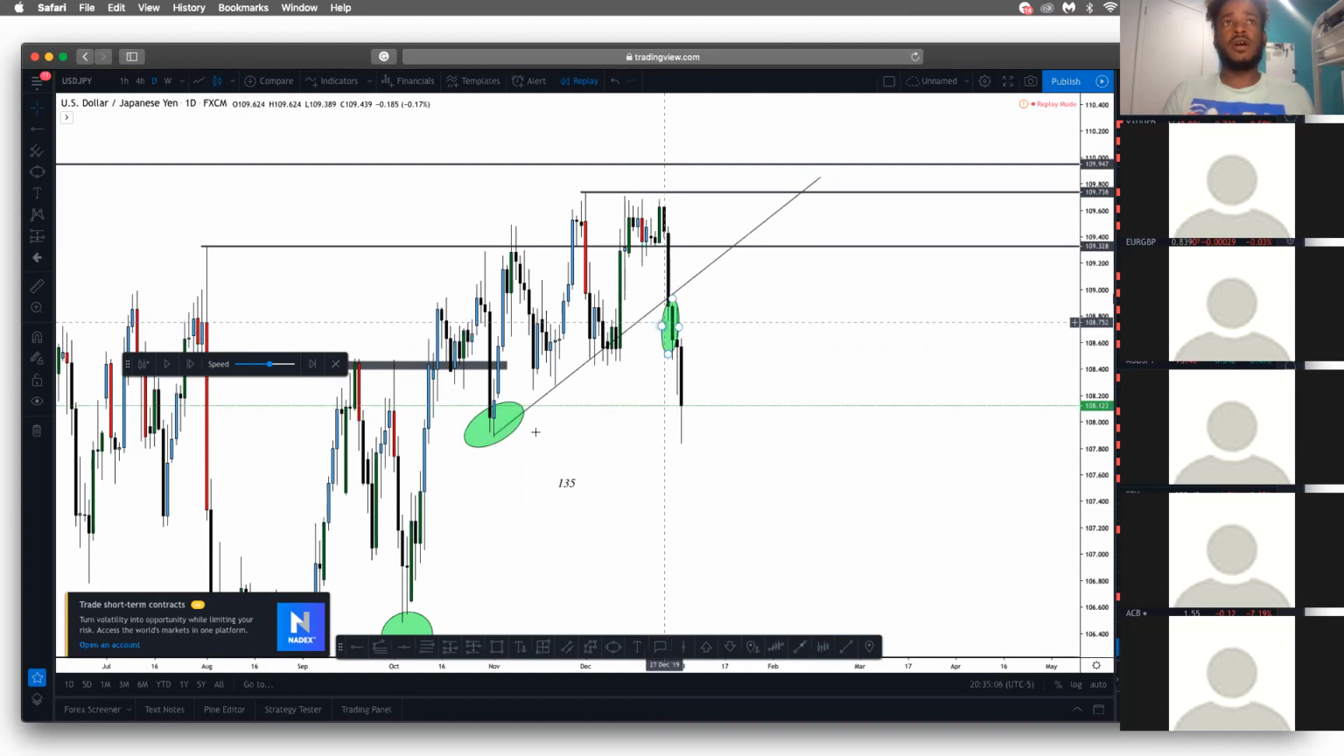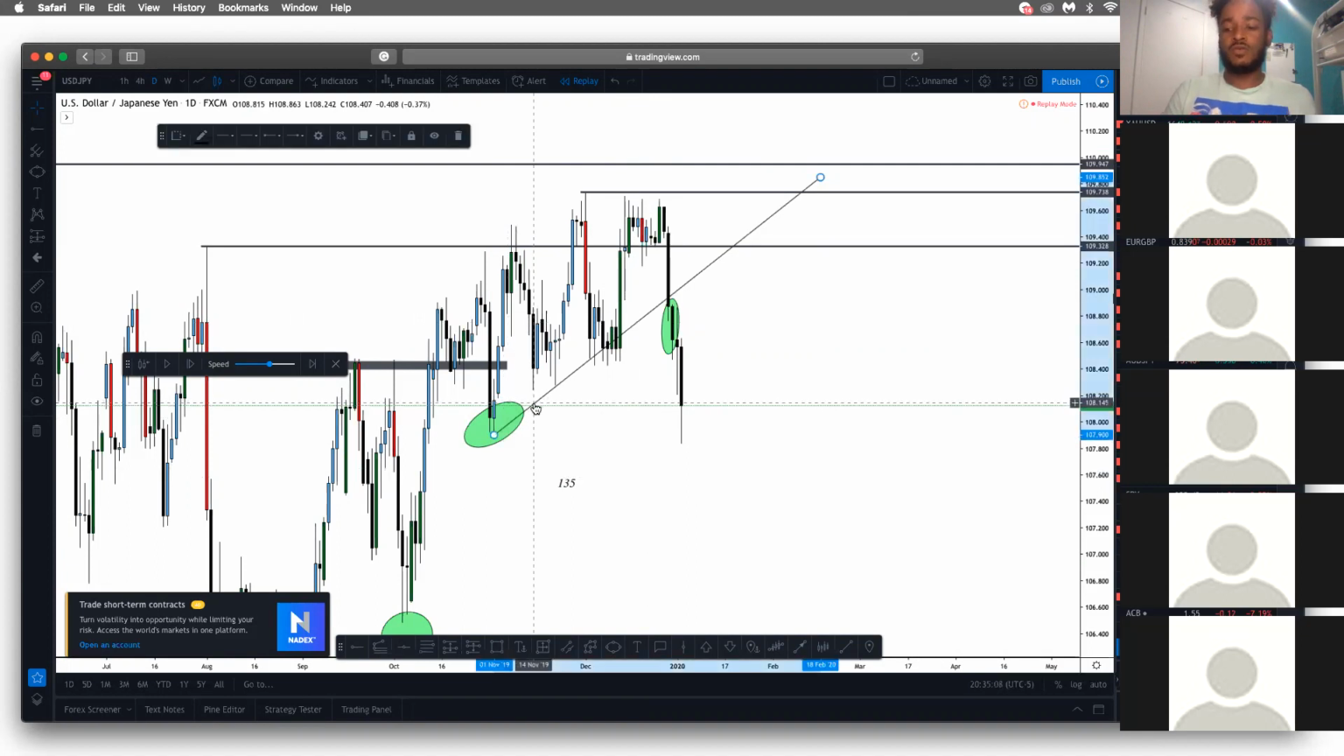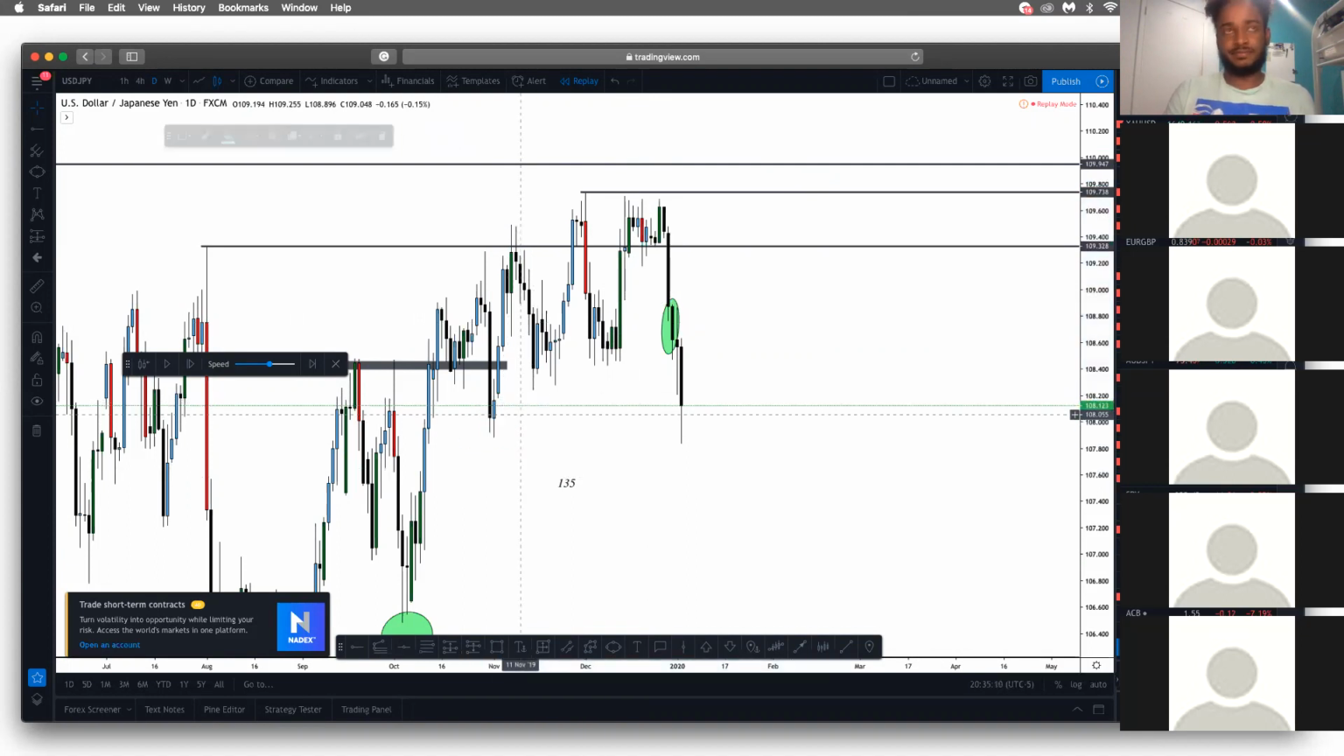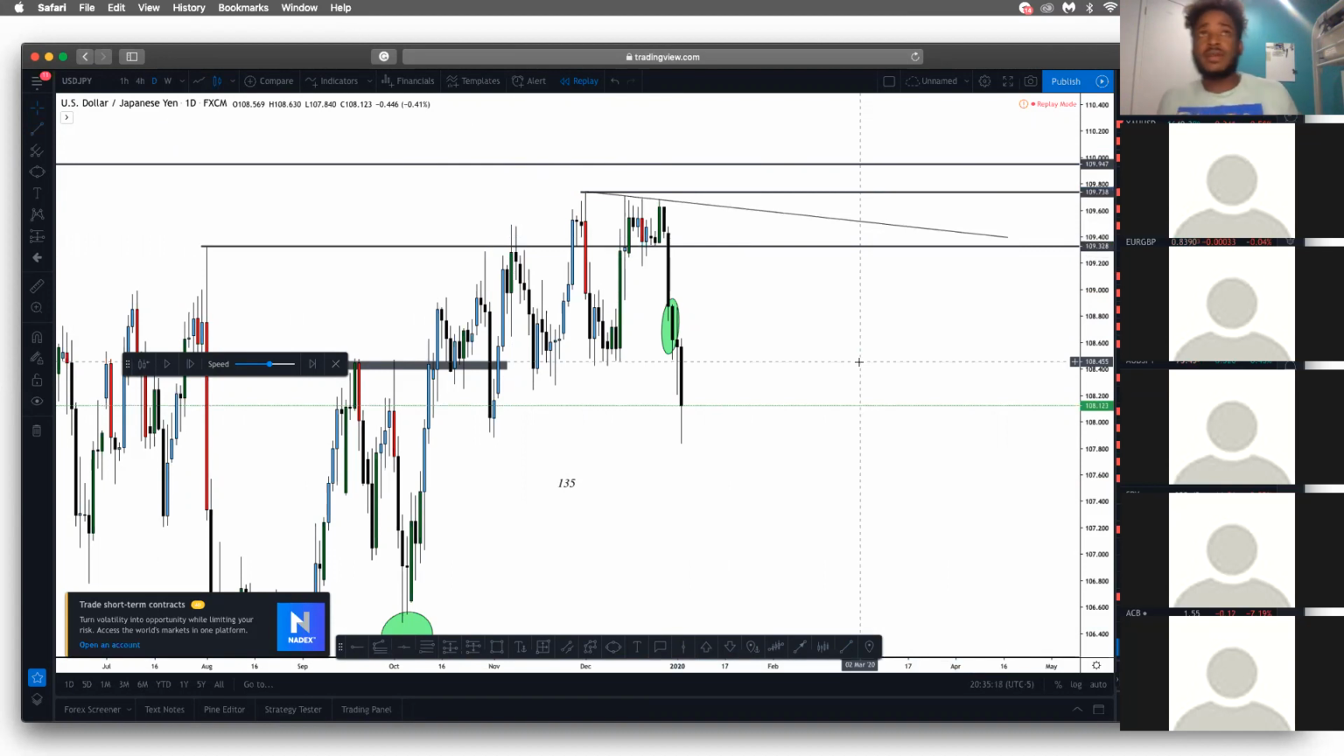So now what we do, we adjust the trend line if we stick to the rules, and this would be our new trend line, right? Because now we had a breakout of market structure, right? So what we would do, we continue monitoring the market and watching as the patterns develop, right?